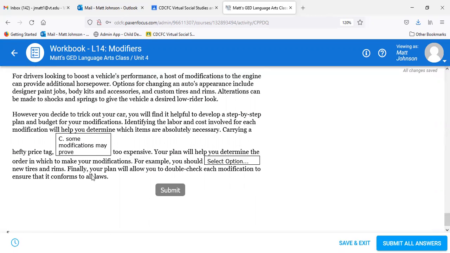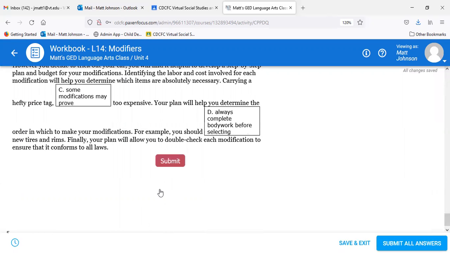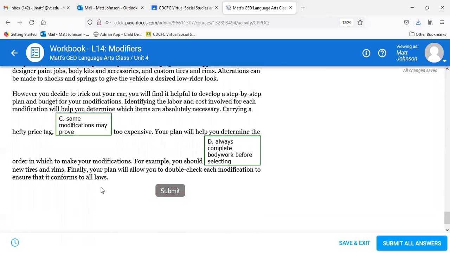Your plan will help you determine the order in which to make your modifications. For example, you should always complete bodywork before selecting new tires and rims. Finally, your plan will allow you to double check each modification to ensure that it conforms to all laws.